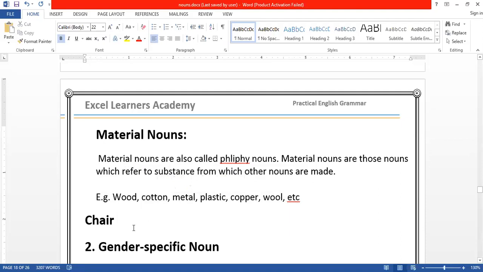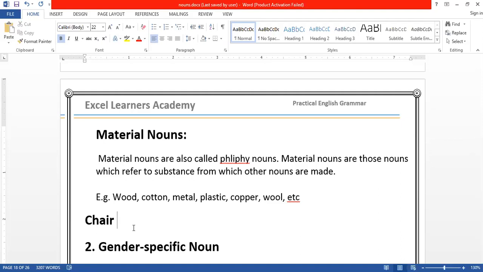From cotton you can make the rest of the things. From plastic you can make a lot of things. From copper you can make a lot of things. From wool you can make a jacket, clear? So material nouns are those nouns from which you can make other nouns as well, from which other nouns are made. So we call them what? We call them material nouns.